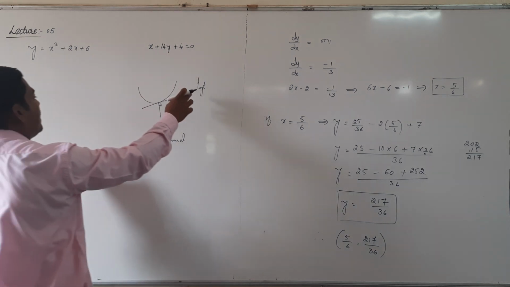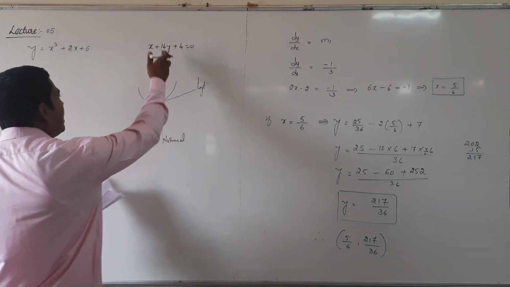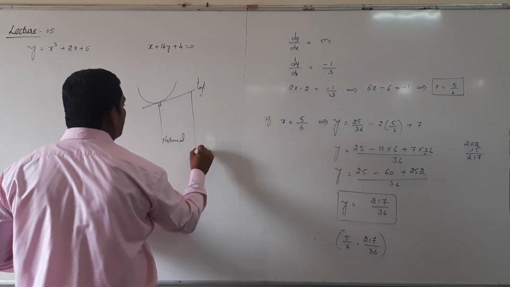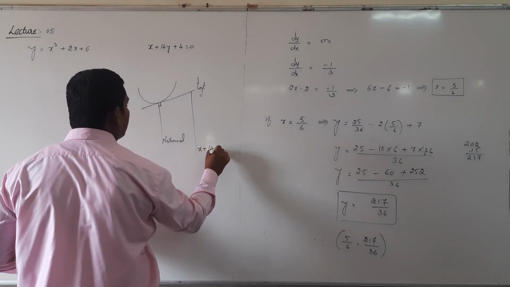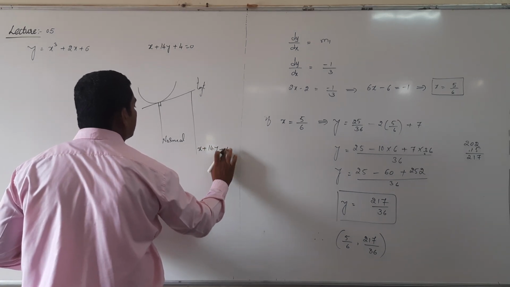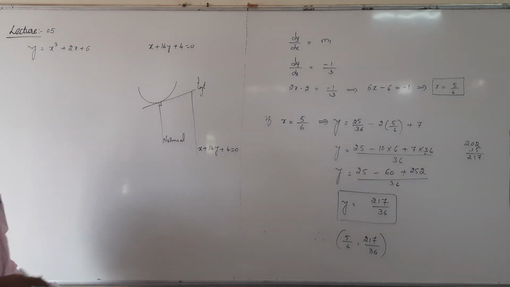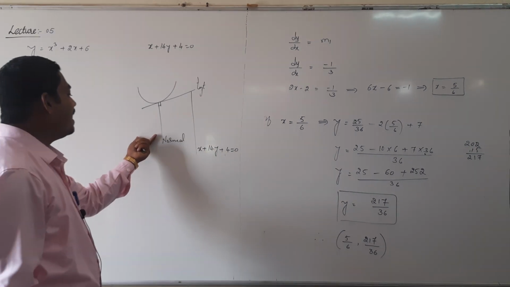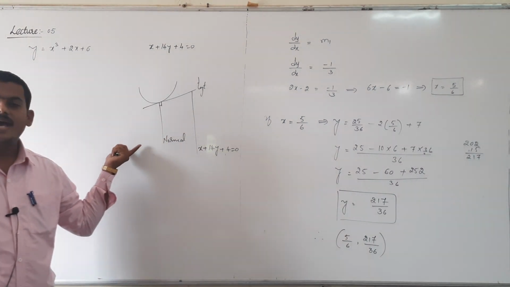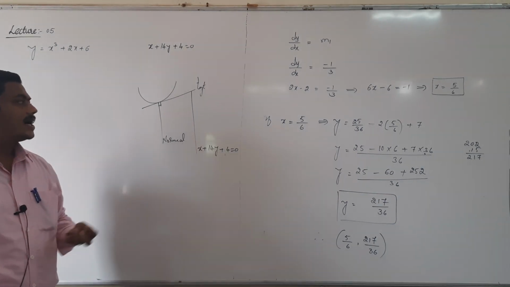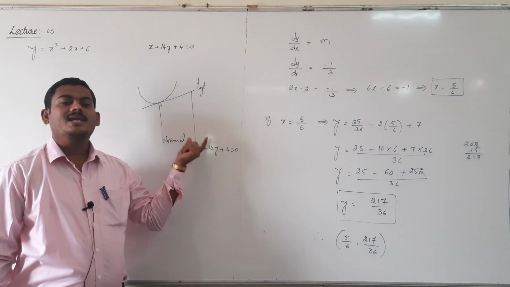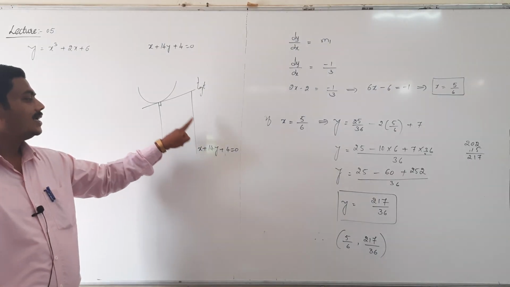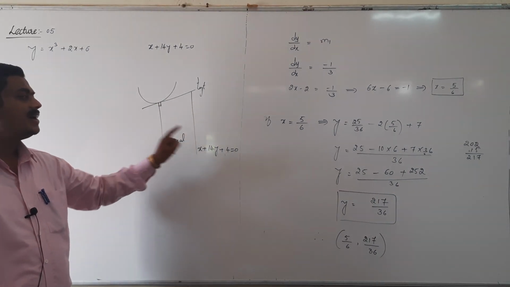What have they given? Normal lines are parallel to this line, whose equation is x plus 14y plus 4 equal to 0. Means the normal line and the given line are parallel, right? According to the given question, the normal is parallel to this line. Normal line parallel to this line means clearly the tangent is perpendicular to this line only.